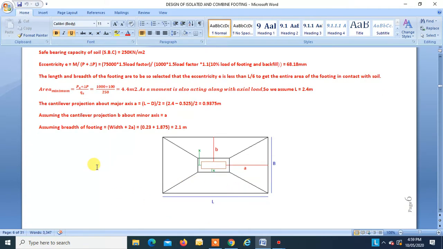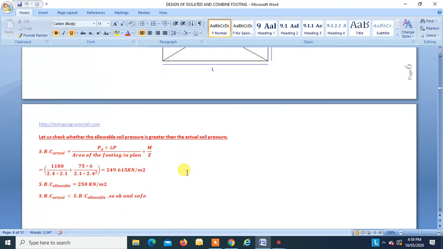Now the next step is to check that the actual pressure below this footing should be less than the allowable pressure. So let us check whether the allowable soil pressure is greater than the actual soil pressure. As we see, actual is P plus delta P divided by area of footing plus M by Z. This is P plus delta P divided by A, this is M, and this is Z. Z is 2.1 into 2.4 squared divided by 6. So this is equal to 249.61, which is less than SBC 250. So it is okay and safe.